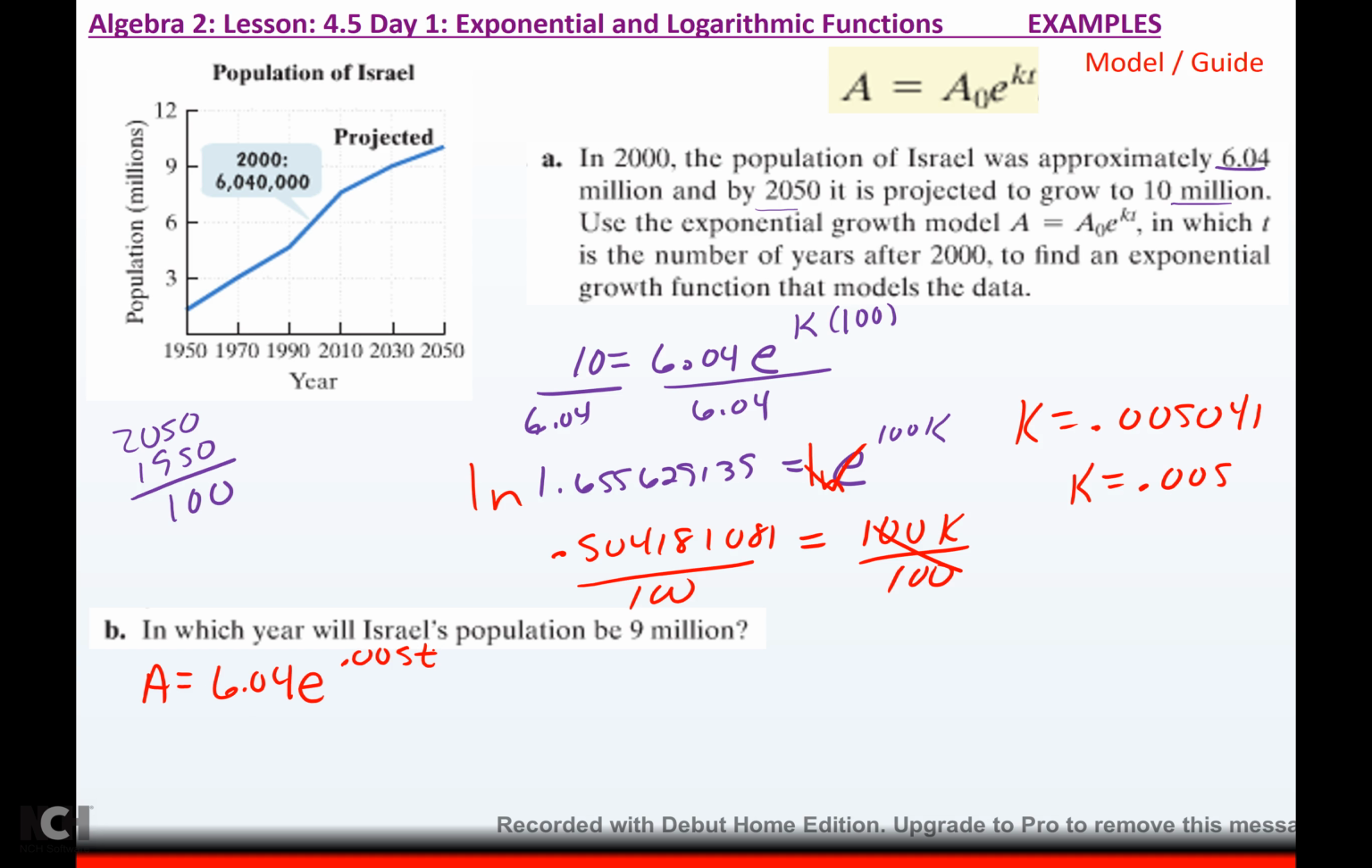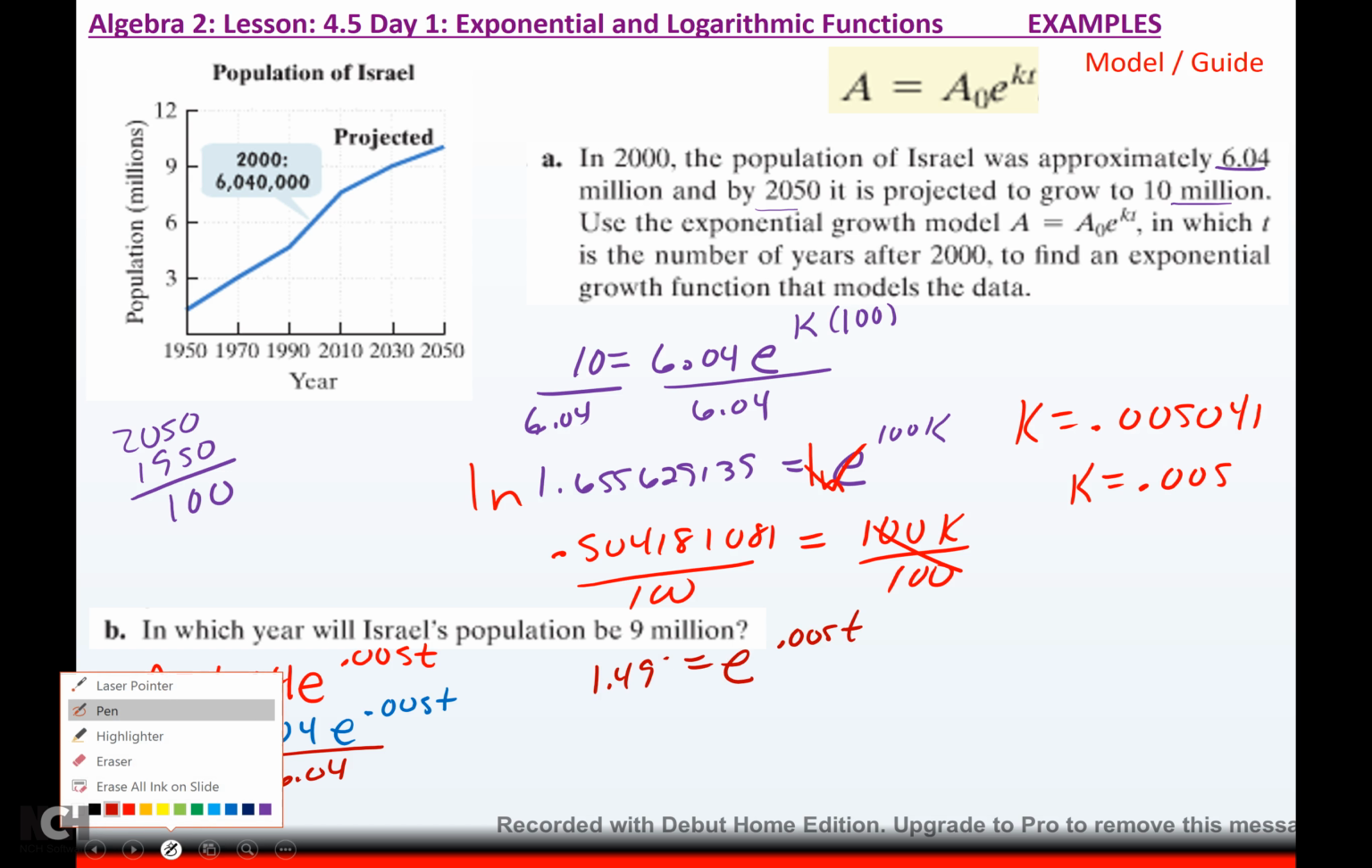And now they want to know what year, that's time, will the population be 9 million. So they're telling me what they want the final amount to be is 9 million. To solve this, just like everything else, I've got to isolate before I can throw an ln at it. So divide by 6.04. 9 divided by 6.04, I get 1.49 blah blah blah equals e to the 0.005t.